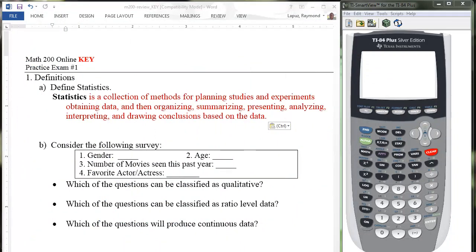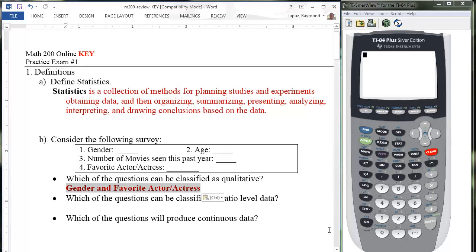A second problem. We have a survey, and they want us to identify which of these questions would produce qualitative data. Remember that qualitative data is non-numeric, and so if we look at age and number of movies this past year, those are examples of quantitative data. Gender and favorite actor or actress would be classified as qualitative data.